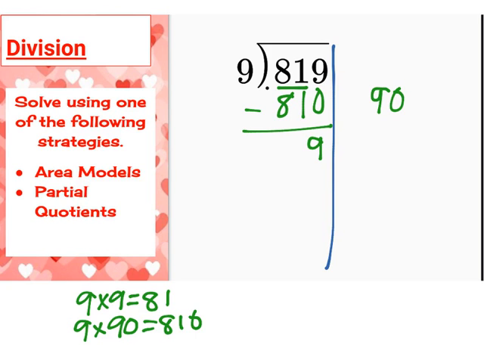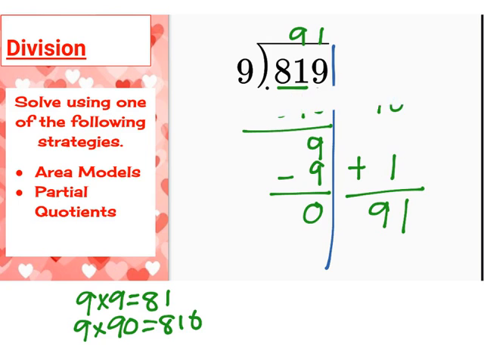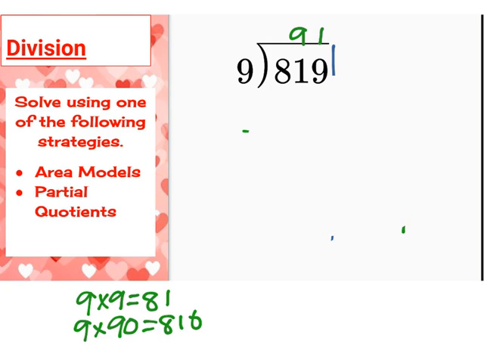Subtract, and I get 9. Well, I know that 9 times 1 is 9. 9 minus 9 is 0. I do not have a remainder. I add this up, and I get 91. So my quotient is 91. Okay, I'm going to have to erase this to do my area model.